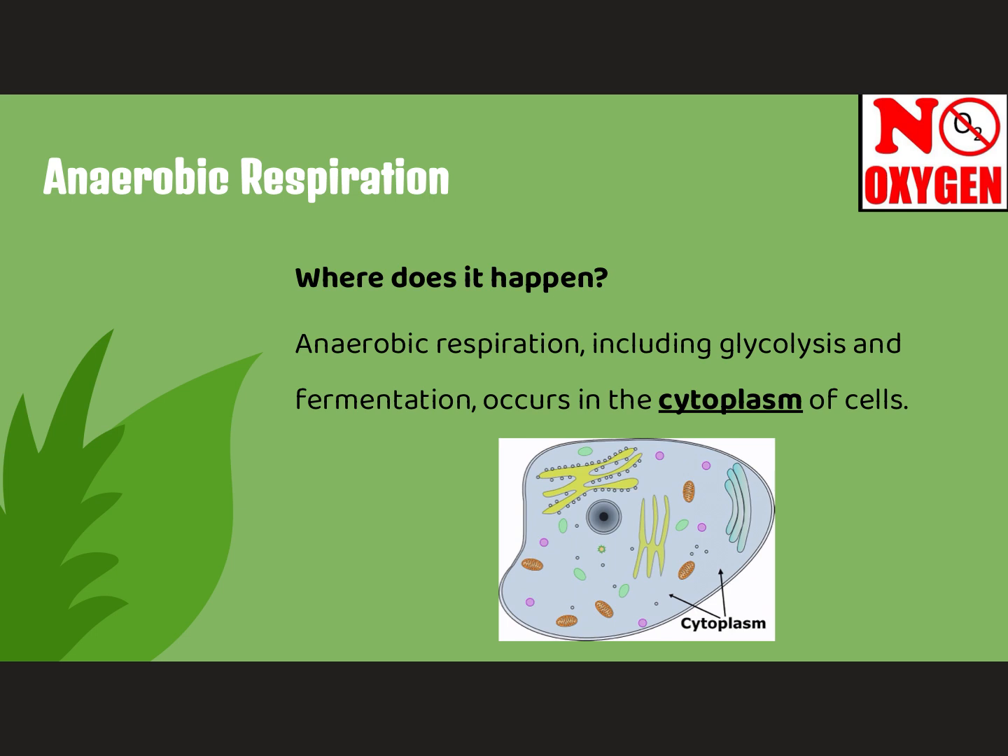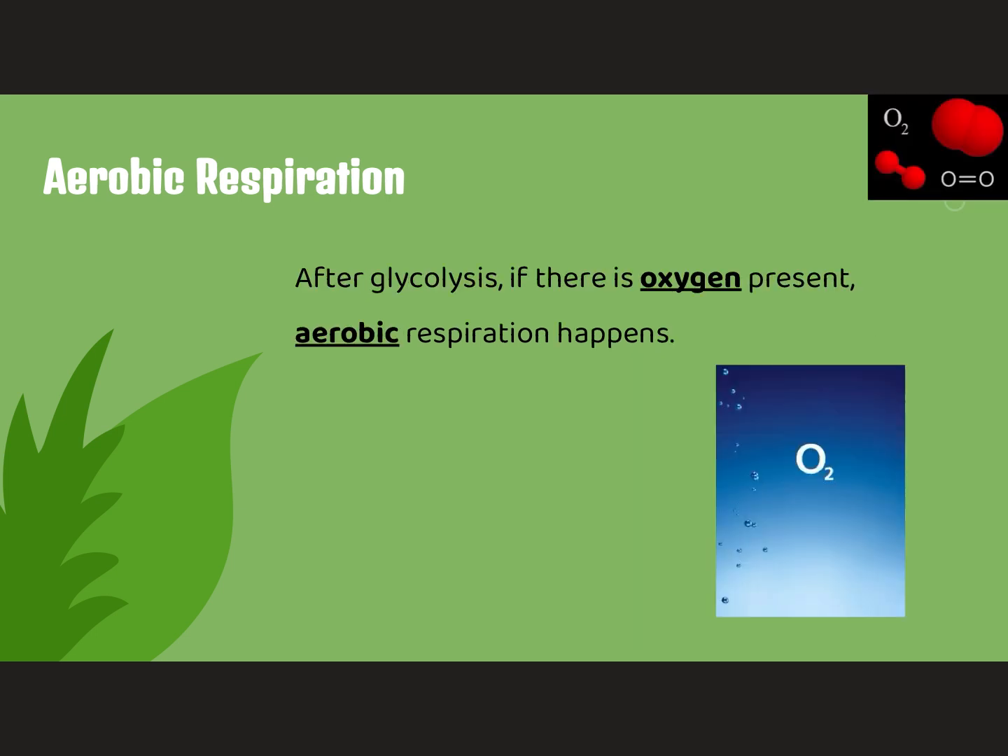Where does anaerobic respiration happen? Well, anaerobic respiration happens in the cytoplasm. This includes glycolysis and fermentation. So as a reminder, anaerobic respiration was when no oxygen was present. But since we live on Earth, we often undergo aerobic respiration. And aerobic respiration also happens after glycolysis, but it occurs when oxygen is present.